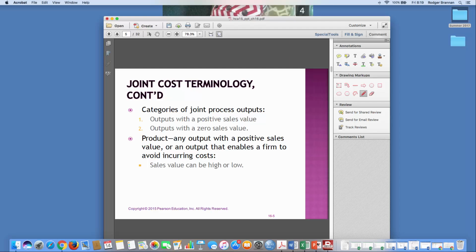Now, the products that you produce that have a positive sales value can run the gamut, from a very high sales value to a very low sales value. But it's up to the company to decide how they want to.